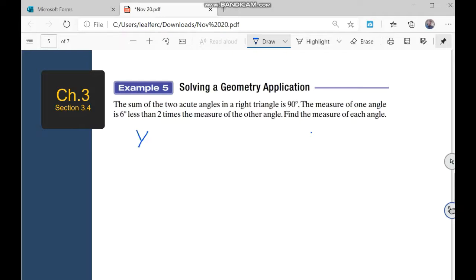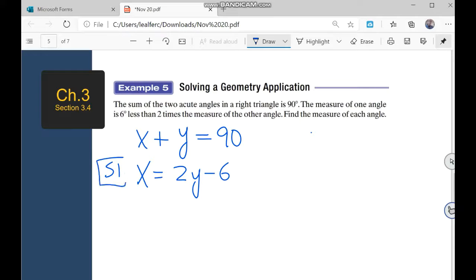So we have two acute angles, x and y, and the sum is 90 degrees. The measure of one angle is 6 less than 2 times the measure of the other angle. That means x equals 2 times the other angle, 2 times y, less 6, minus 6. And let's do it a bit faster, because now we have more practice, right? Step number 1 is already here. We have x isolated, and we can use this 2y minus 6 on the other equation. I'm going to plug it in instead of x, okay? So this is what we're going to do.